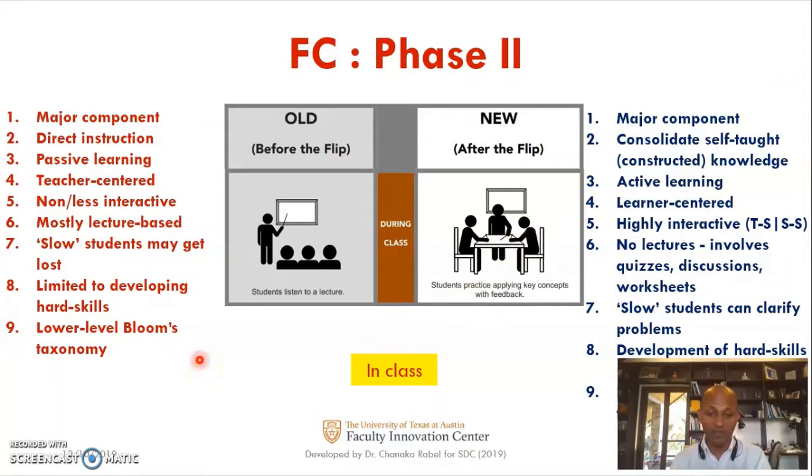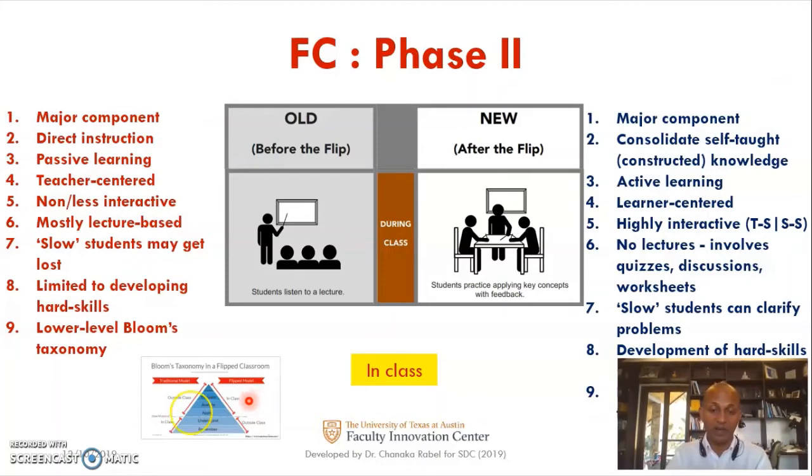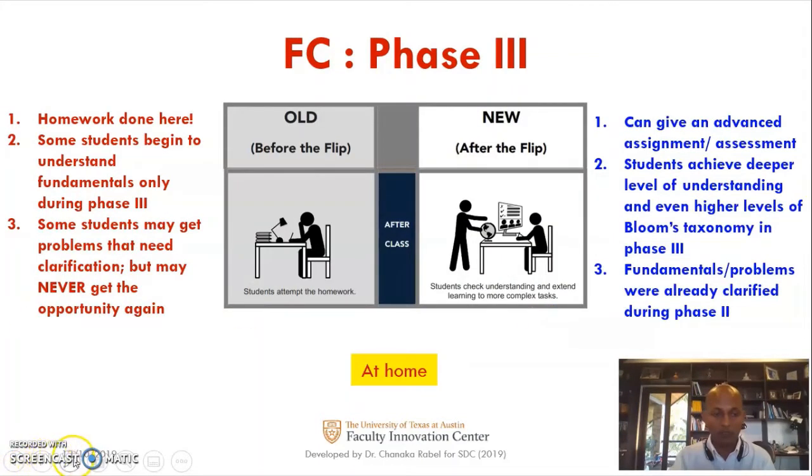Now, because this is limited to the hard skills and it's a one-way avenue, passive learning, there is not a lot of opportunity for students to gain high levels of understanding. I'm sure you all are familiar with the Bloom's taxonomy. So with the old traditional kind of teaching, you only get to learn the lower levels of the Bloom's taxonomy. Whereas with the, now we move on to the third phase of the flipped classroom.